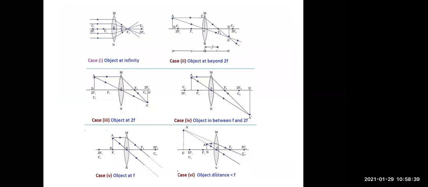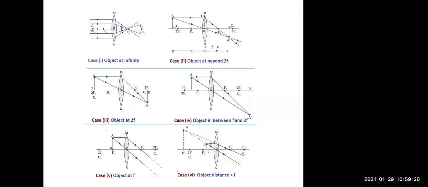So here we will study case 3, that is, if the object is at twice f position. Now AB is the object. It is again releasing two incident rays. The first incident ray is parallel to the principal axis. Whenever the incident ray is parallel to the principal axis, our first rule says the refracted ray will pass through the principal focus. Here you can see the refracted ray passing through the principal focus, that is f2.